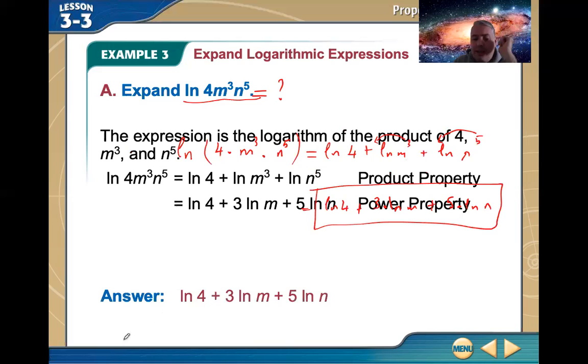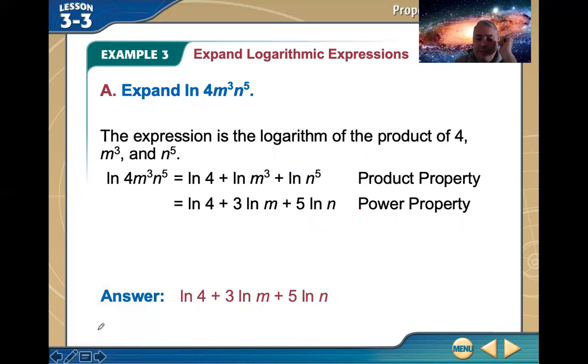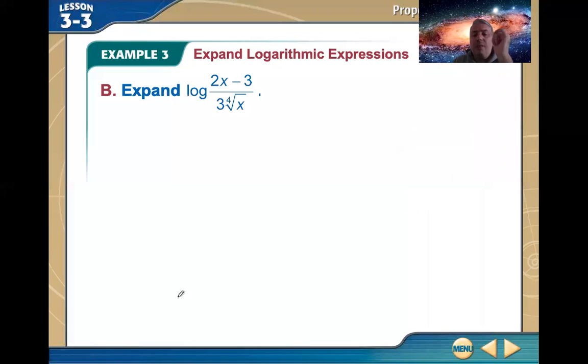Yeah, as I told you, okay? ln 4, 3 ln m, 5 ln n. Any question for this? We can't do anything else. That's it. Yeah, it's easy. Now, what about this? Let me give you time. It takes time, it's not so easy. We don't have the final result, just expansion. Let me do it.